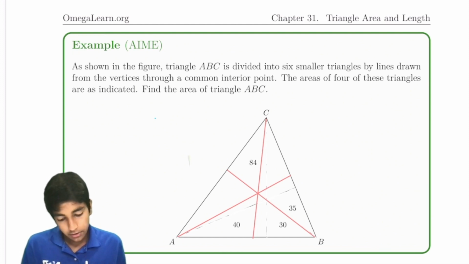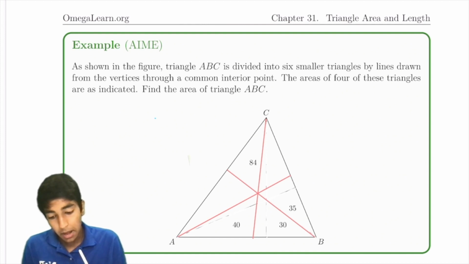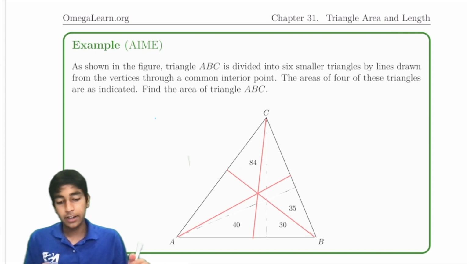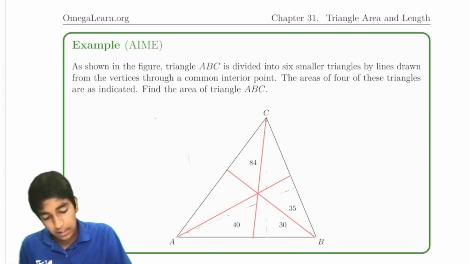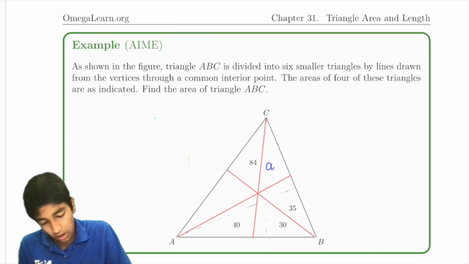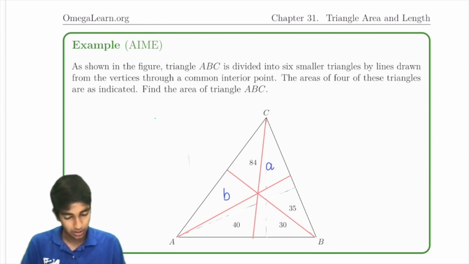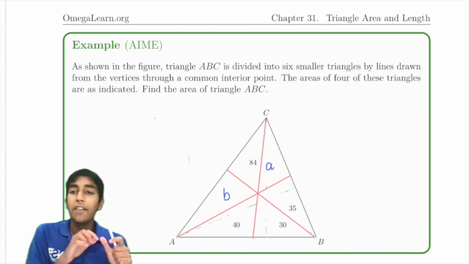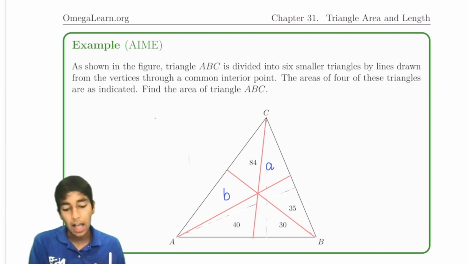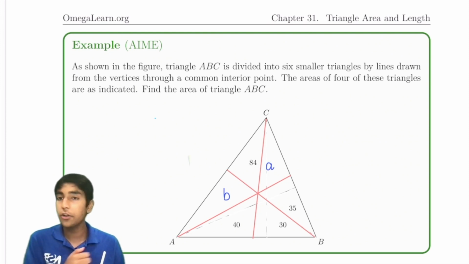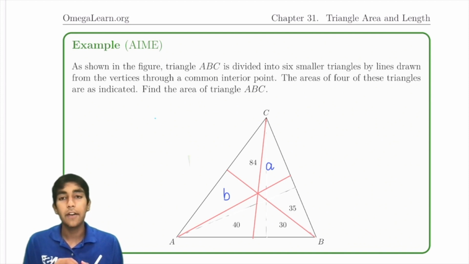Well, to find the area of the whole triangle, what we need to do is somehow find the other 2 areas that we don't know. But what are these areas? Let's call them A and B. We don't know what they are, so let's just give them a variable. They'll be easier to deal with. So now we have to somehow find what A and B are using the other areas we have: 84, 40, 30, 35. How do we use that to find the area of 84?